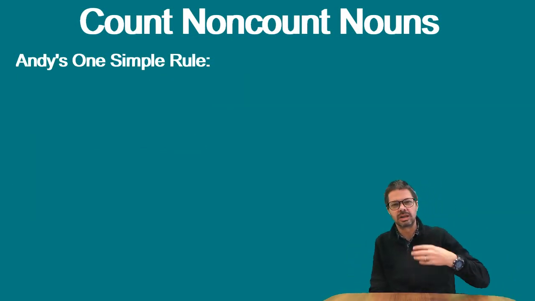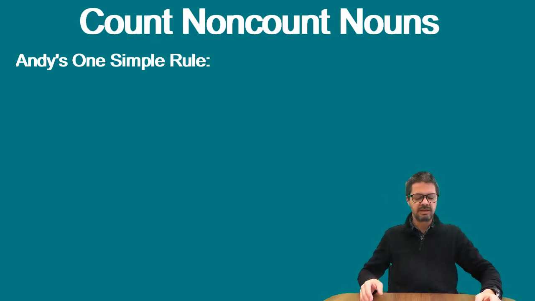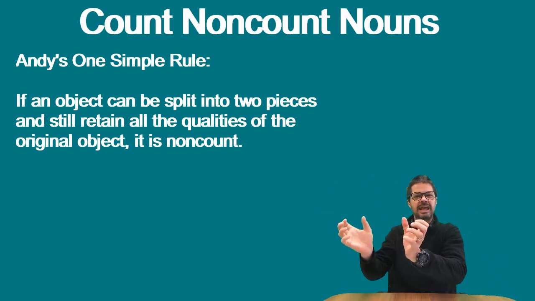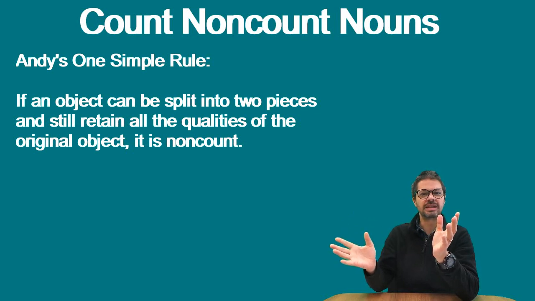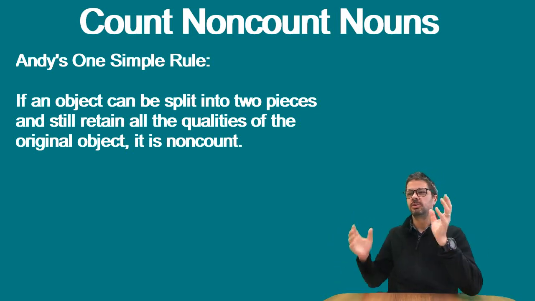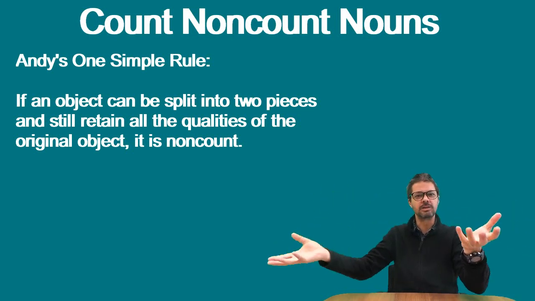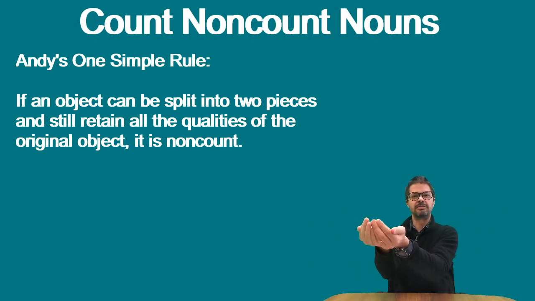So instead of doing that, probably what we want to do is make a simple rule. This is Andy's rule. I've never heard this anywhere else, and I think it works. Here's my rule. If you take an object, and if you break it in half, if it is still that object, it's non-count. So for example, you have bread. If you break bread into two pieces, it's still bread, right? Non-count. You have a quantity of milk.